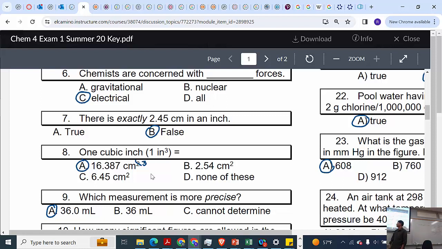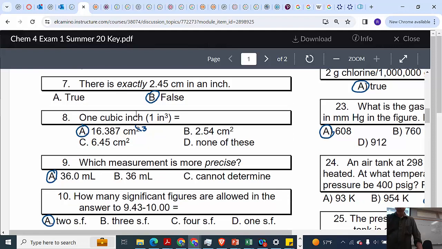But the units were wrong, centimeter cubed. Why isn't it 2.54? It's not 2.54 because we have to cube it. So 2.54 cubed is this.